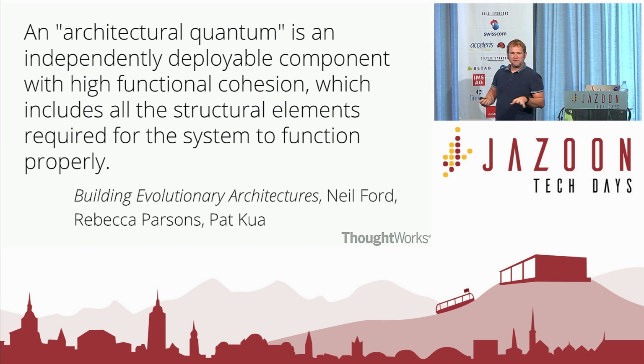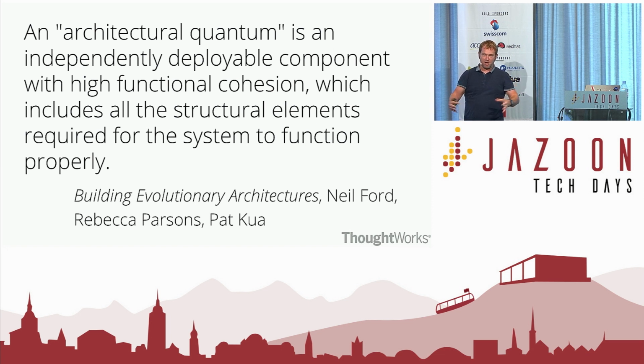Right, so one of the things in the Evolutionary Architectures book they talk about is this quantum, an architectural quantum. And what they're talking about there, overall in system architecture, is the smallest unit that you can deploy, a meaningful unit of change. And obviously, there's the monolith. If your architecture is a monolith, that's your quantum, right? You can only deploy the whole big thing.